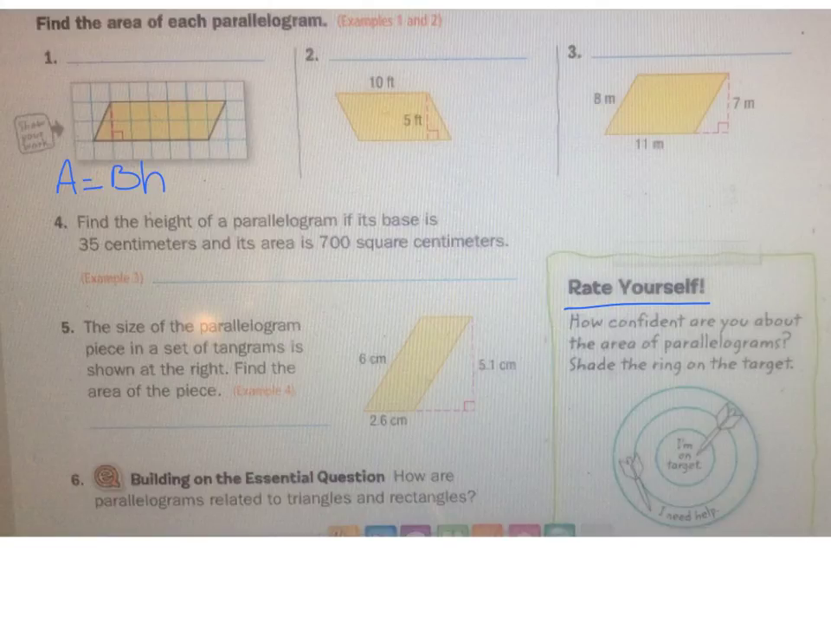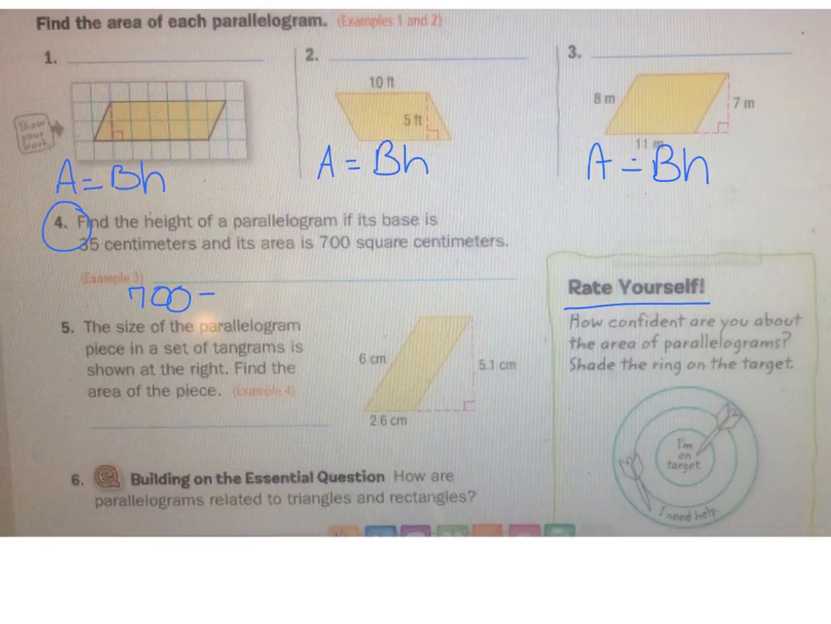Okay, this one is pretty easy. Number 2 is pretty easy. I don't think you're going to have any problem with that. Number 3 is also very easy, so I don't think you're going to have a problem with this one either. And let's see, number 4. Find the height of a parallelogram if its base is 35 and its area is 700. This is going to be like one of those algebra ones, so you will set it up like this.